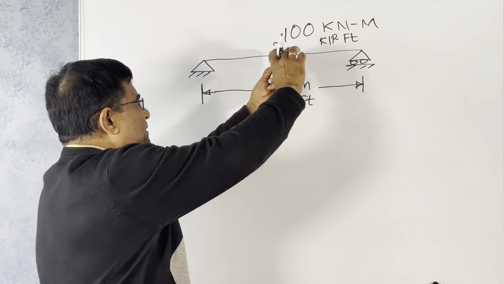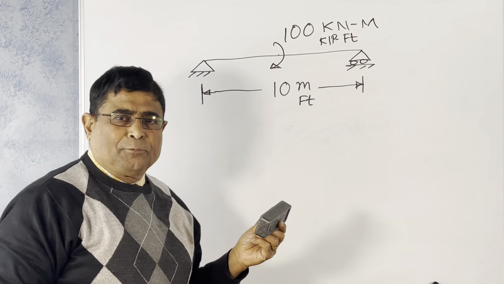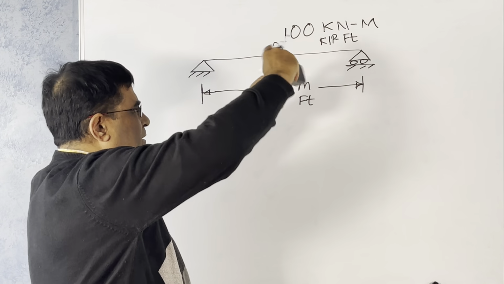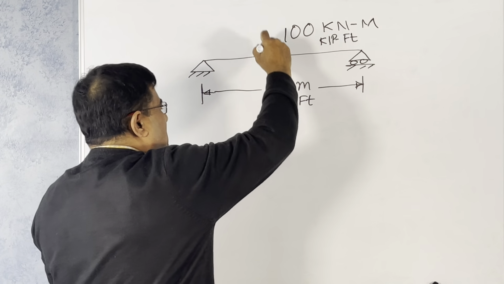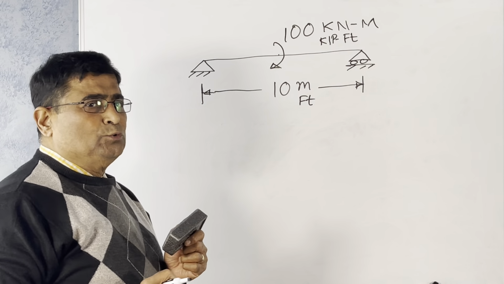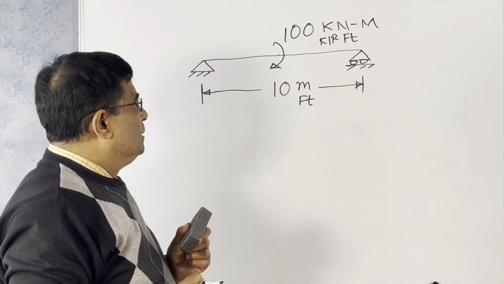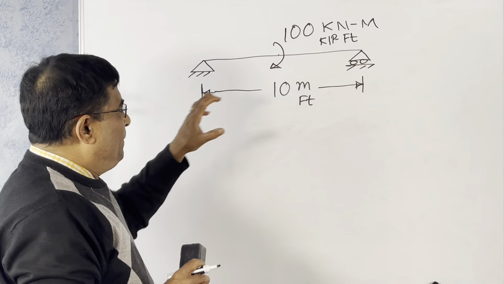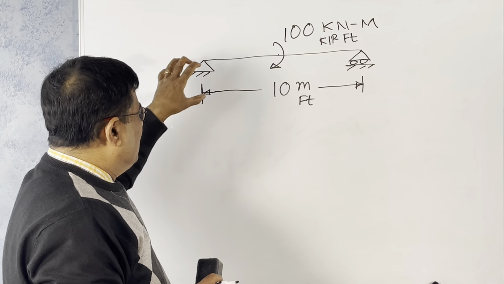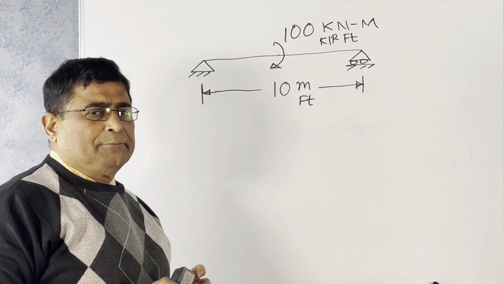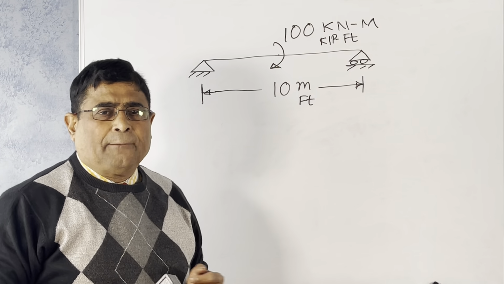Suppose you have a shaft there. The mechanical people know it better. Somewhere there is a torque on this, so that will cause the same moment of 100 kilonewton meter or 100 kip feet. Now, how to draw the bending moment diagram and shear force diagram for a condition like this? This is a tricky question, and many times I saw it coming in the exam.